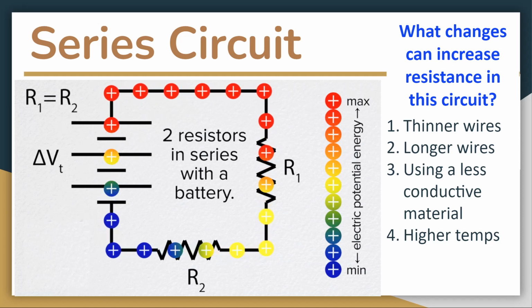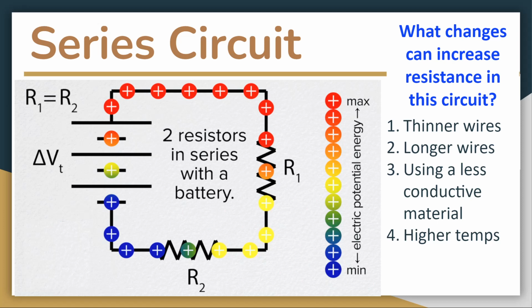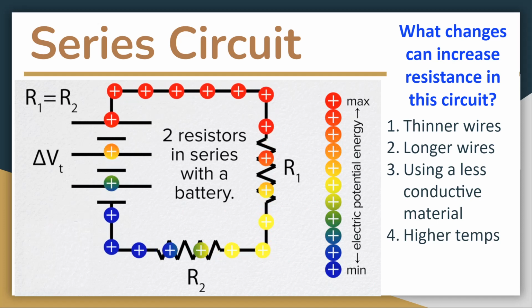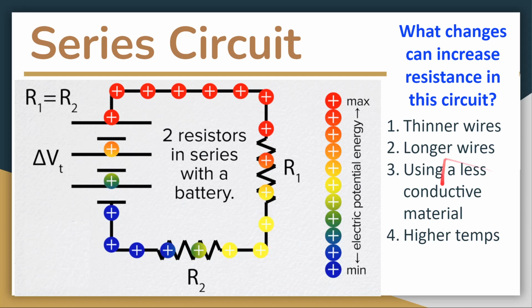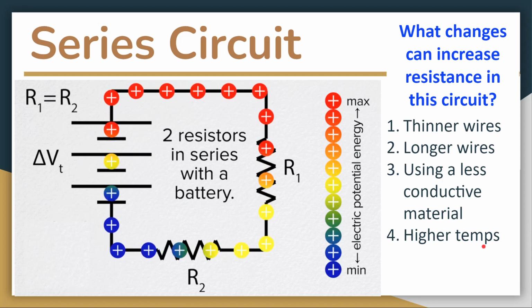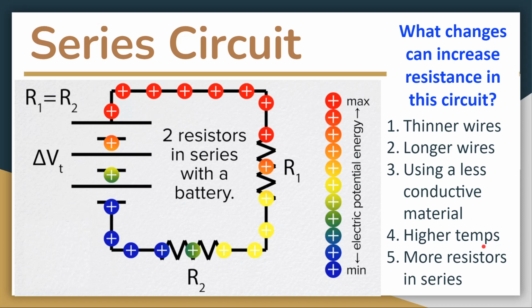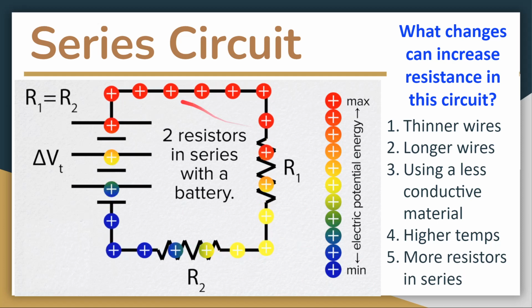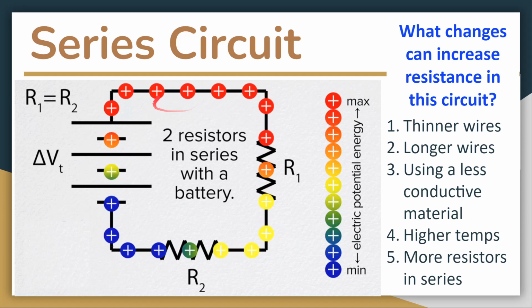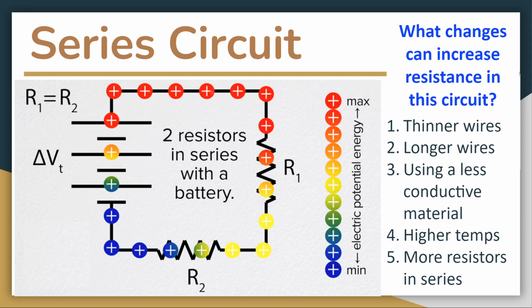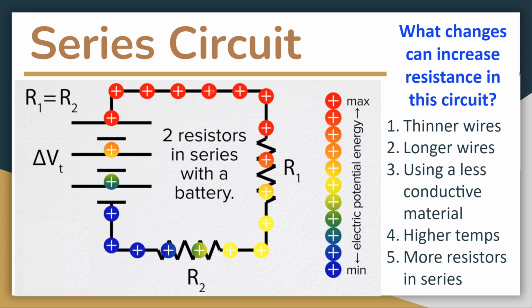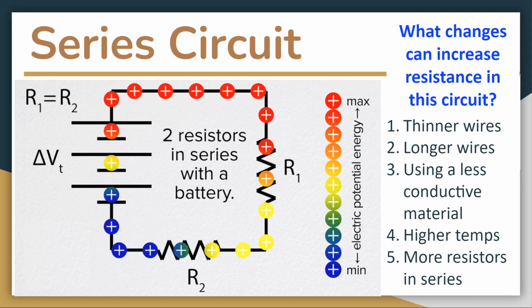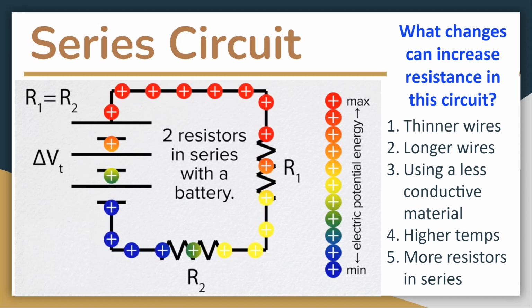Okay, but higher temperatures does that too, because when you increase temperatures, those particles all move faster, and so you're going to have more collisions. Okay, and so this would also increase your resistance. And then the last one would be if you were to add another resistor like right here in series, that would also increase the resistance of this circuit. Okay, so that's our series circuit. One single pathway, our charges have to flow through all the resistors on that loop.